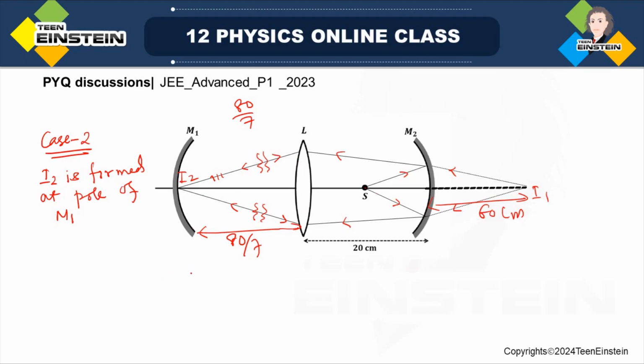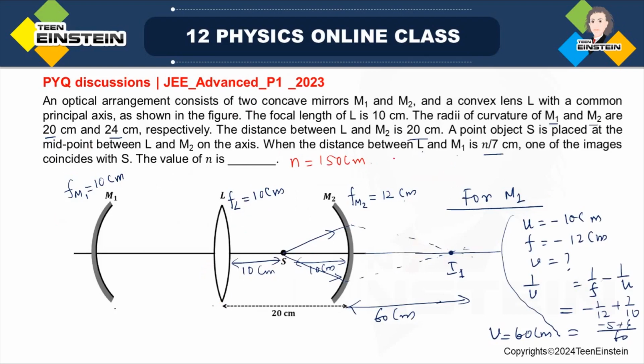So this is another situation. In that case, the distance D2 will be 80 by 7, so the second situation, n will be 80 centimeter.